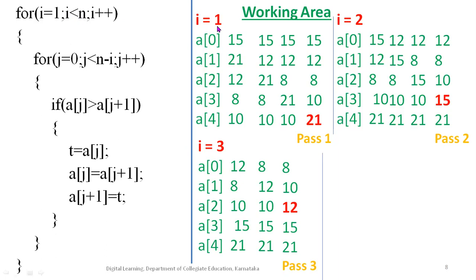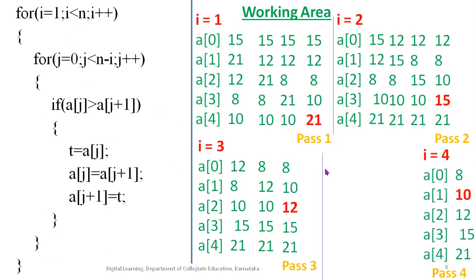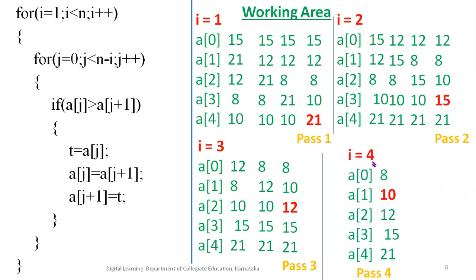So it started with 1, 2, 3. Now I is going to change to 4. When I is 4, we enter inside the J loop. So when I is 4, the list is like this, and we have entered inside the I loop. So J loop is there. J loop is starting from 0 to j less than n minus I. So n is 5, I is 4. So 5 minus 4 is 1, less than 1 is 0. So that means J loop is going to happen only once.